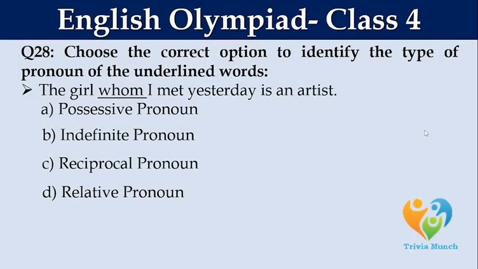Choose the correct option to identify the type of pronoun of the underlined words. The girl whom I met yesterday is an artist. Option A, possessive pronoun. Option B, indefinite pronoun. Option C, reciprocal pronoun. Option D, relative pronoun.